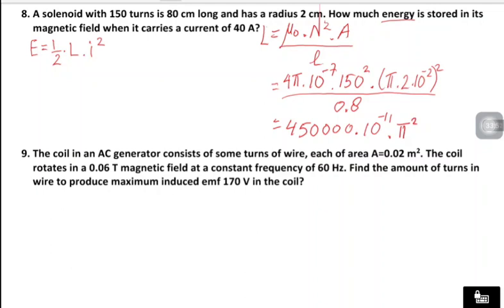So that we get the number is 45 times 10 to the minus 7 power times pi square.